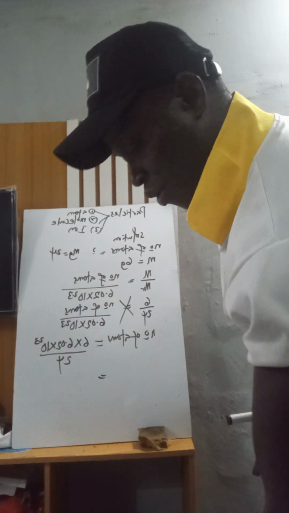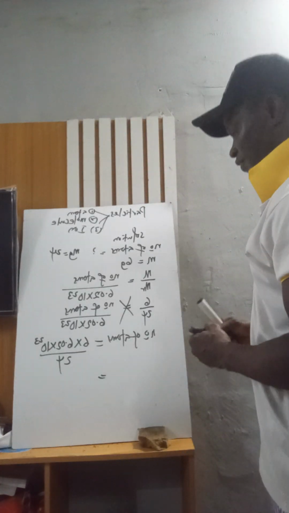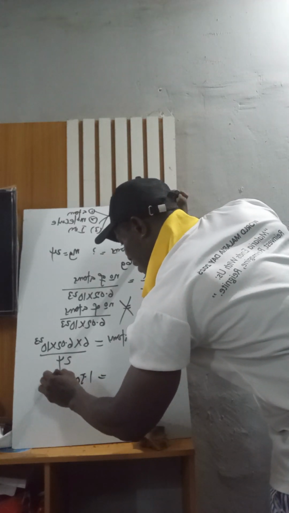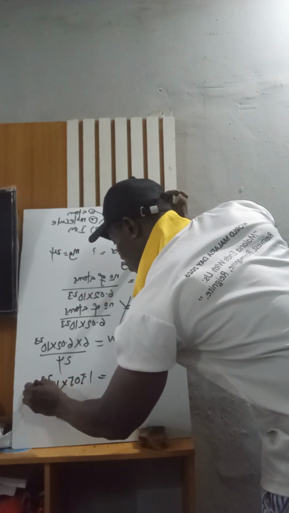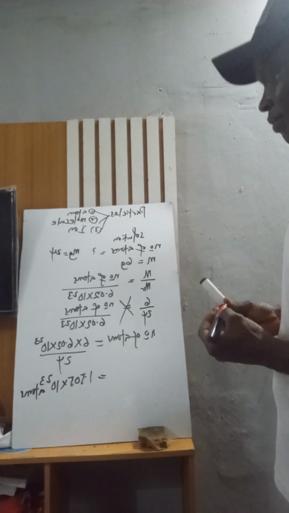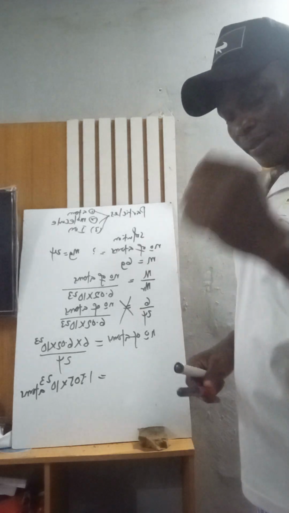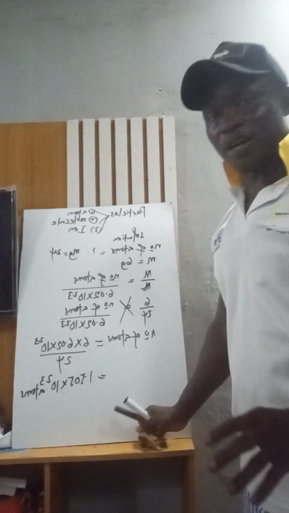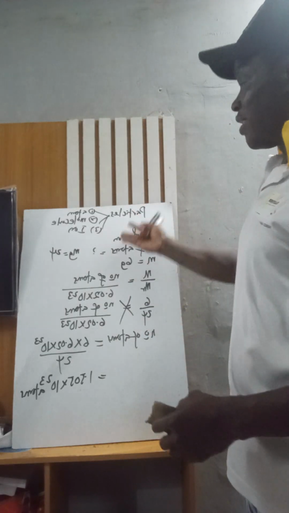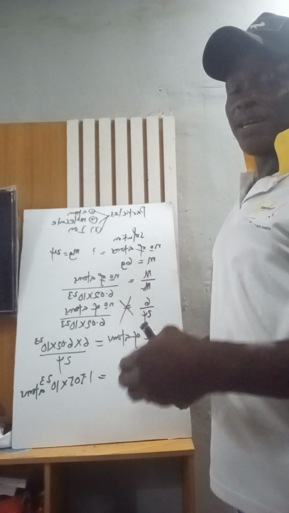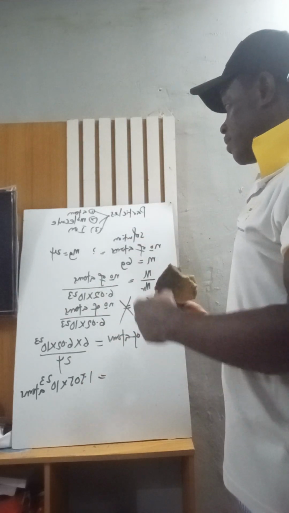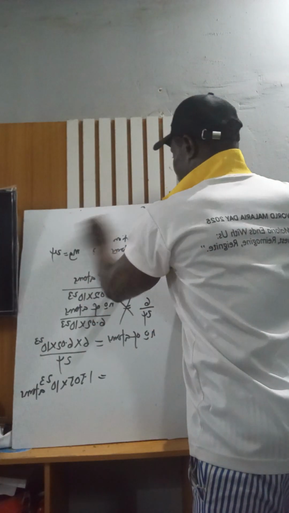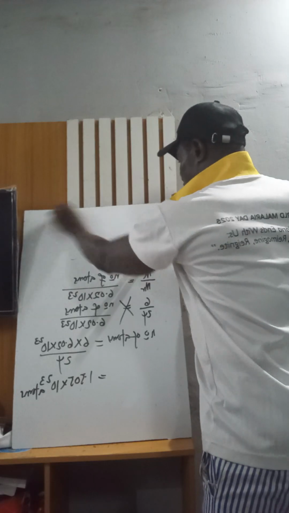That should give you 1.505 times 10 raised to the power of 23 atoms. Very, very simple. So you can see the way I solved the question. Anytime you hear particles, they refer to atoms, molecules, and ions. Okay, so let's go to the next question.